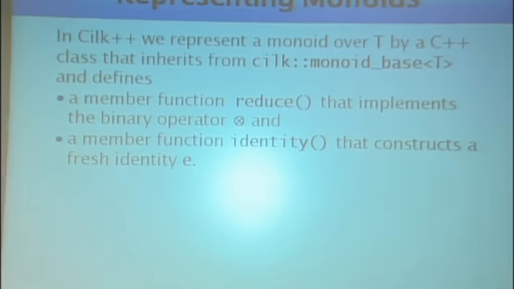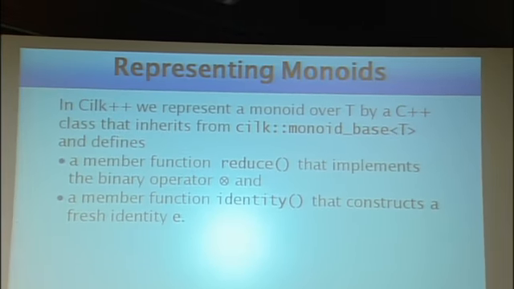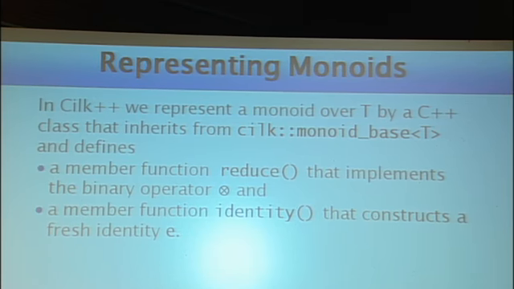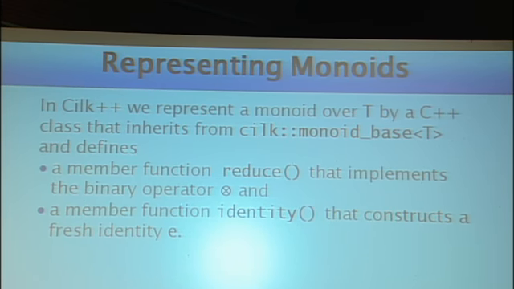So what we do in Silk++ is we represent a monoid over a set T by a C++ class that inherits from this base class that's predefined for you, which is parameterized using templates with the type. So the set that we're going to use is in fact going to be a type. And this monoid has to have a member function reduce that implements the binary operator, and it also has an identity member function.